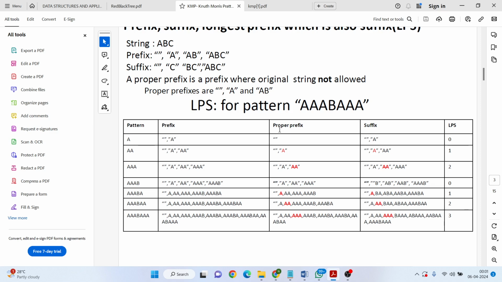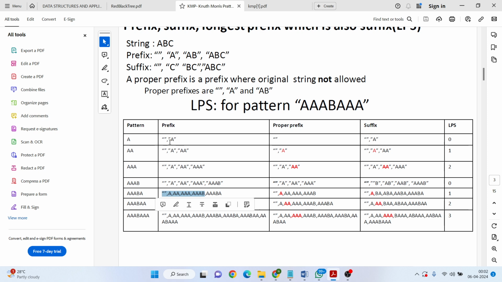Then proper prefix. It is similar to the prefix only, but you should not include the original string. In this case, the original string is A, that you should not include. The rest of the things you have to write. Like in this case, the original string is AABA, that you should not include. All other things you have to include here. That is the proper prefix. Proper prefix is the set of strings where the original string is not included. It is the same as the set of prefixes.